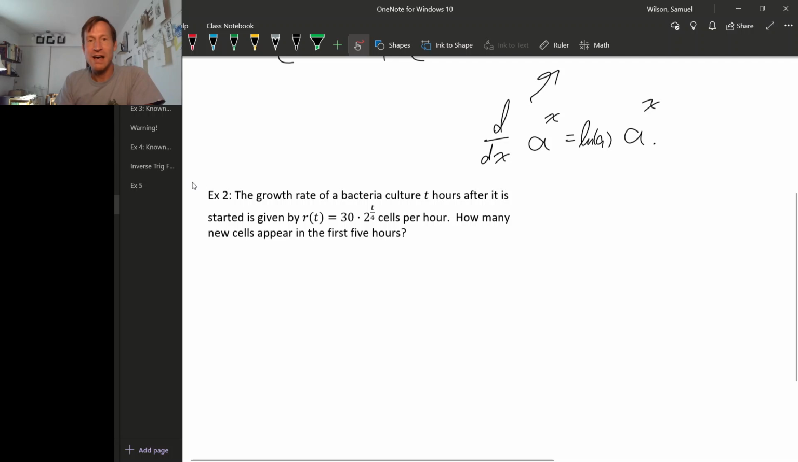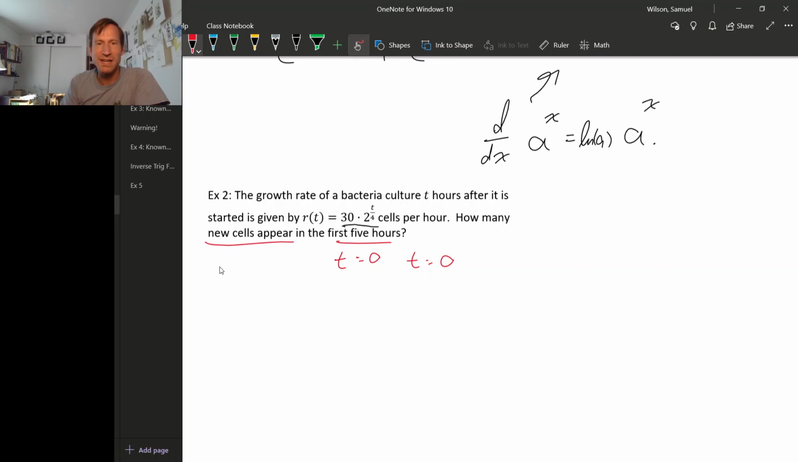Suppose that we have a bacteria culture that has a growth rate given by this formula, 30 times 2 to the t over 4, and that's cells per hour. How many new cells appear in the first 5 hours? So the first 5 hours, I guess that means from t equals 0 to t equals 5. And we want to know how many new cells appear, so I guess that's a change in the population. So we're looking for a change in the population over a certain time. Oops, I wrote 0, but meant 5 here.